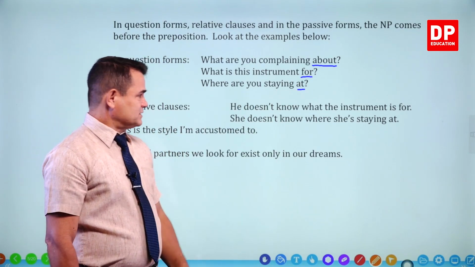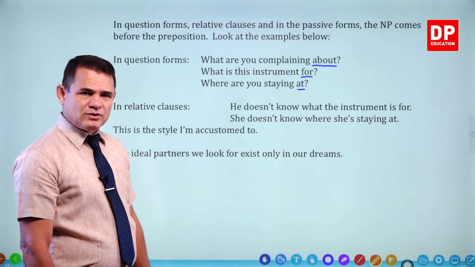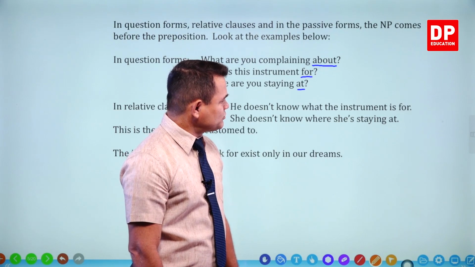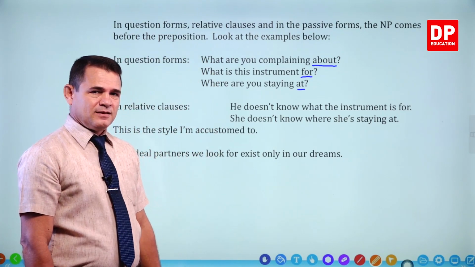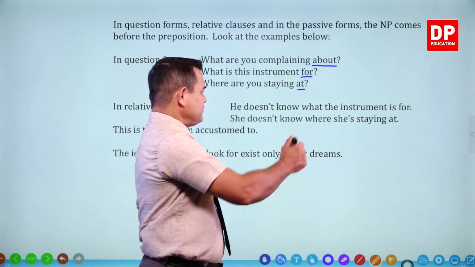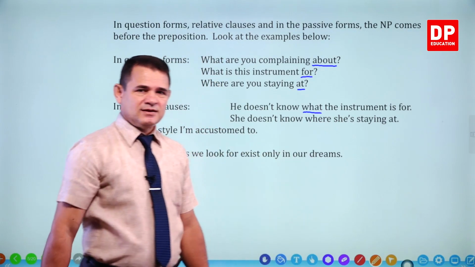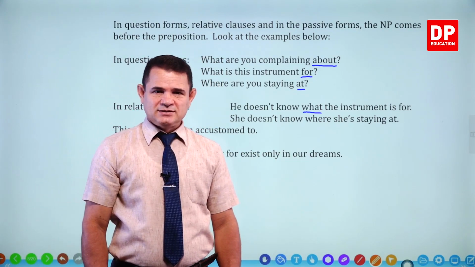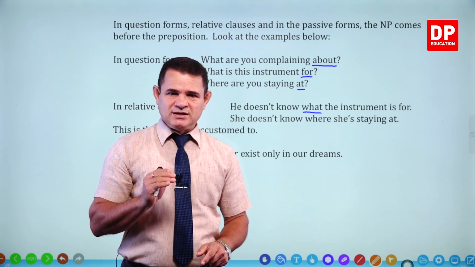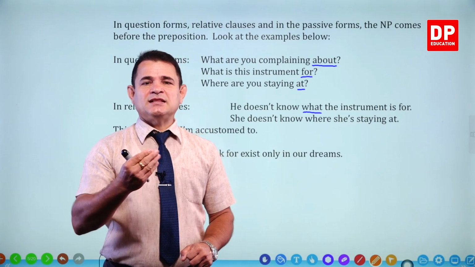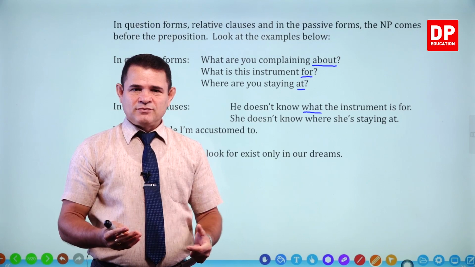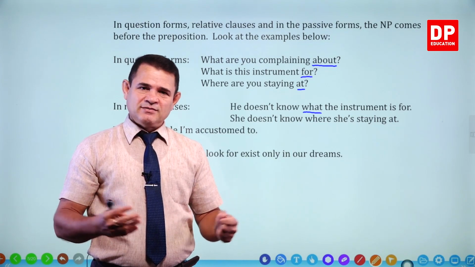In relative clauses, this is a relative clause. Let's look at that. He doesn't know what the instrument is for. So relative clause means then බලන්න මේක මැද තියෙනවා what කියලා කෑල්ල. So earlier we have learnt these WH words, what, where, when, who, why. ඒ වගේ වචන අපි ඉගෙනගෙන තියෙනවා. ප්‍රශ්න අහන්න තමයි ඒව පාවිච්චි කරන්නේ නේද? What is your name? Where are you from? Who is your friend? ඒ වගේ.